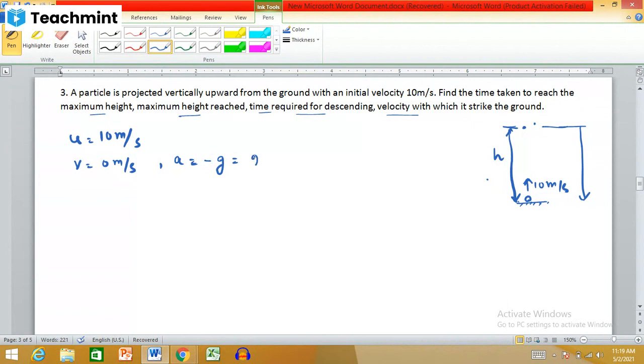So g is equal to 9.81. Always remember, whatever data is given in the question, try to answer as per that. In some questions it is written to take g as 10 meters per second squared. In some questions they write take g as 9.8 meters per second squared. Depending upon that, you take it. So here I am taking 9.8 for ease of calculation.